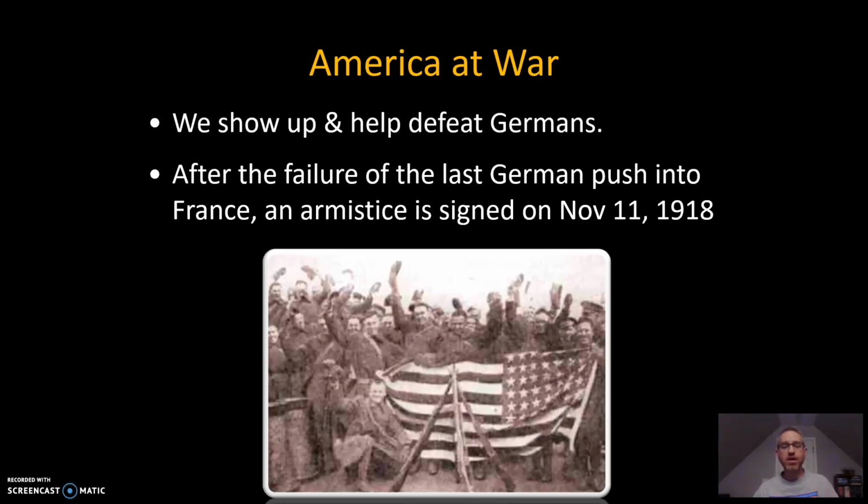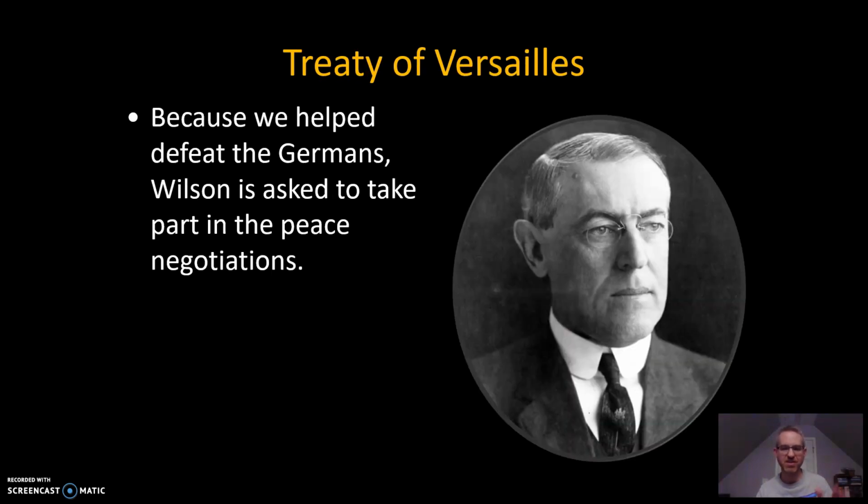Now, so how does the war go? Well, fortunately for the U.S. history standards, you don't have to know a whole lot about it. What you need to know is that we show up in 1917 and we help defeat the Germans pretty quickly. It's almost exactly like I told you. There's been a stalemate in Europe for years now. We show up with fresh troops, new supplies, and it's just kind of a bulldoze. There's one last German push into France that fails, and on November 11th, 1918, an armistice is signed, which is a ceasefire.